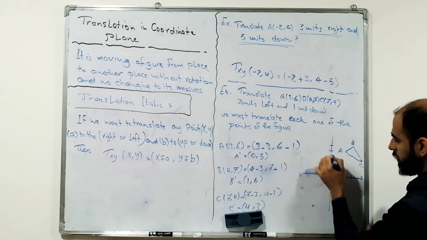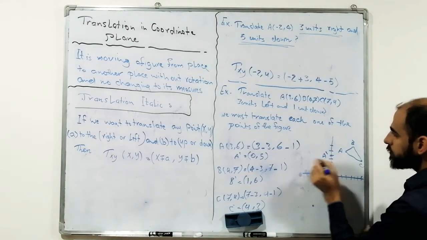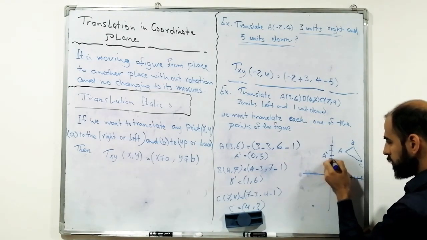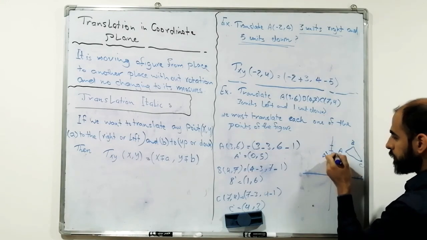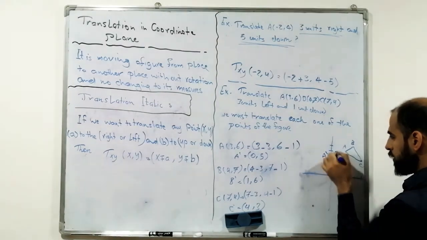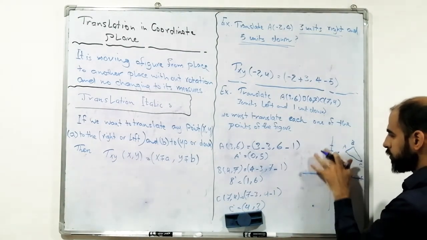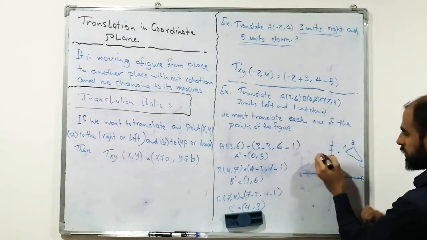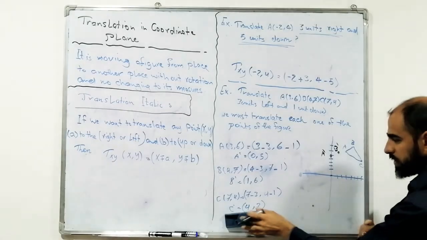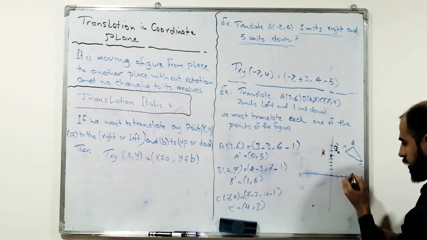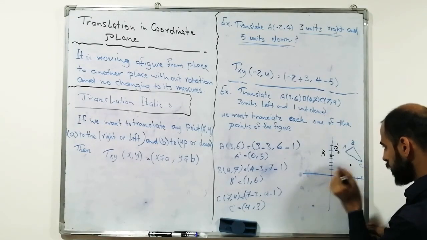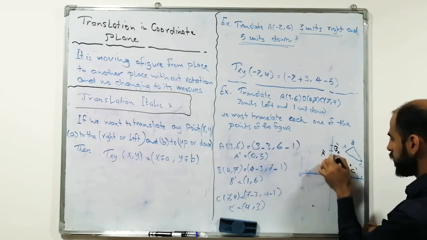1, 2, 3, 4, 5. B dash is 1 with 6. That is B dash. I will use another color. This is A dash, and this is B dash. And C dash is 4 with 3. 1, 2, 3, 4 and 1, 2, 3. This is C dash.